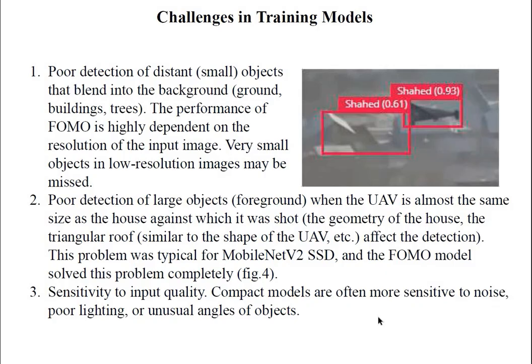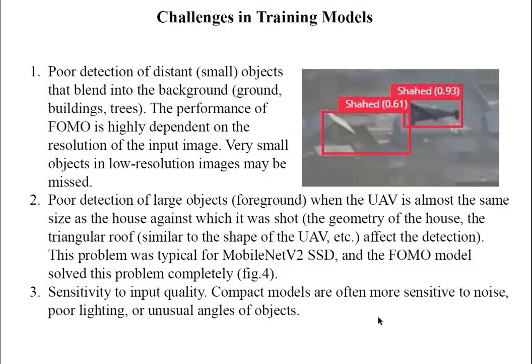Challenges. I would like to pay more attention to one big challenge. It's poor detection of large objects, for instance when the UAV is almost the same size as the house against which it was shot. The geometry of the house, the triangle roof similar to the shape of the UAV, etc., affects the detection, of course. This problem was typical for my MobileNet SSD, and the former model solved this problem completely.